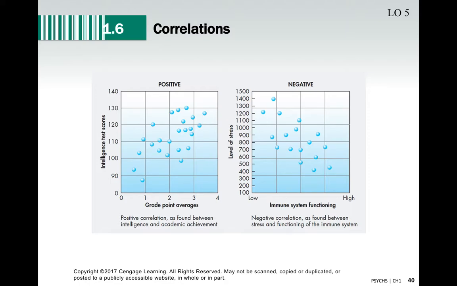If you look at the graph, the points are kind of going in a linear direction from the bottom left-hand corner up to the top right-hand corner. And the opposite is happening on the graph on the right, where we have levels of stress compared to immune system functioning. Here we see a negative correlation, meaning as our levels of stress go up, our immune system functioning goes down. If you were to draw a line right down the middle of this graph, it would show a negative correlation. As one variable goes up, the other goes down.